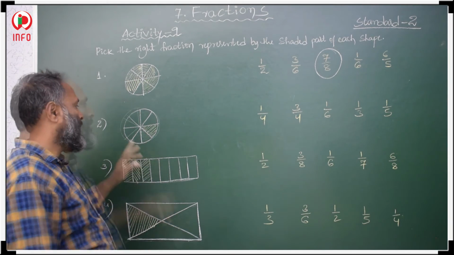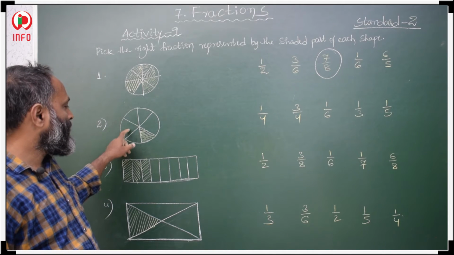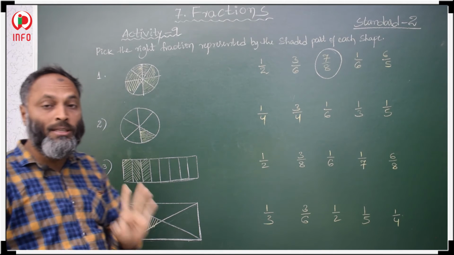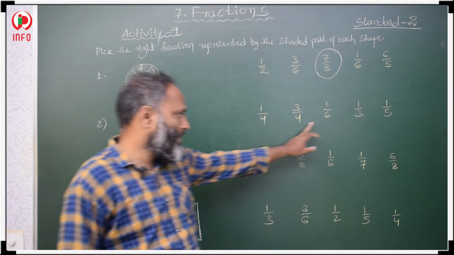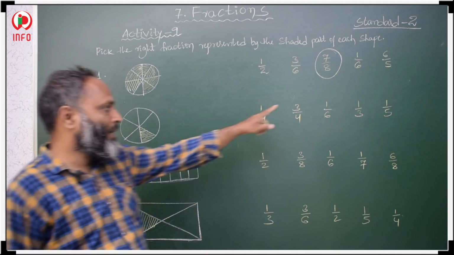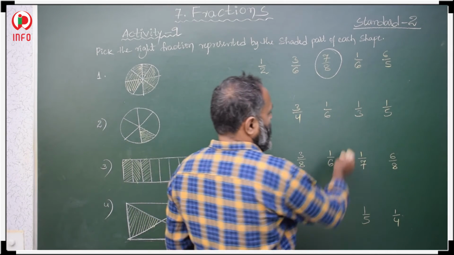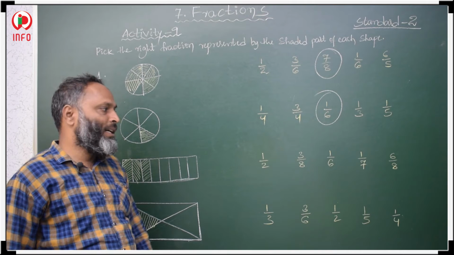Now friends, in this second question, see here, total how many parts are there, 1, 2, 3, 4, 5, 6, 6 equal parts. Of these 6 equal parts, 1 is shaded, that is 1 by 6. This is the right answer, 1 by 6. In total 6 parts, 1 part is shaded.